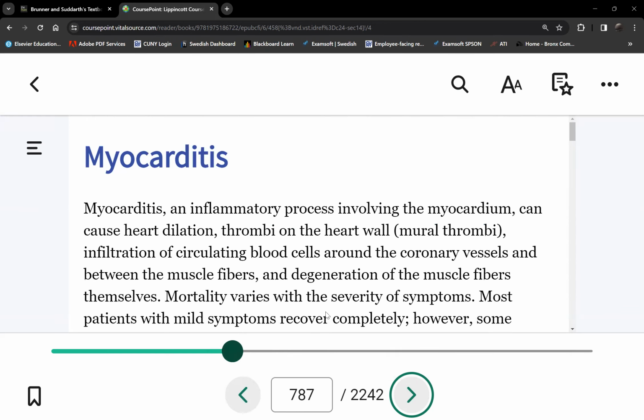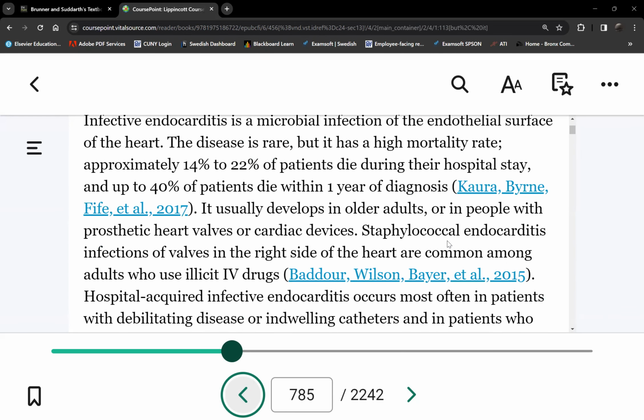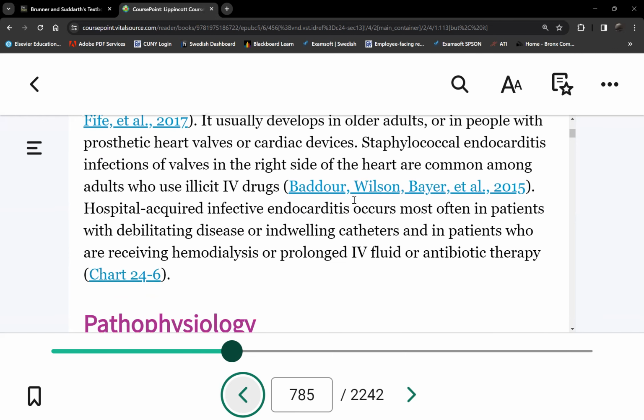Okay, let's take a look at infective endocarditis. So this is the same endocardium. Endocardium, of course, is the innermost lining of the heart, correct? So how did this get infected? Okay, because this is an infection, do we look at the concept of the chain of infection?